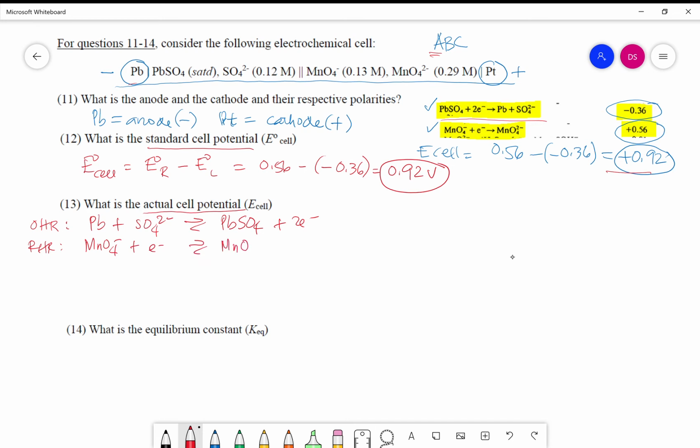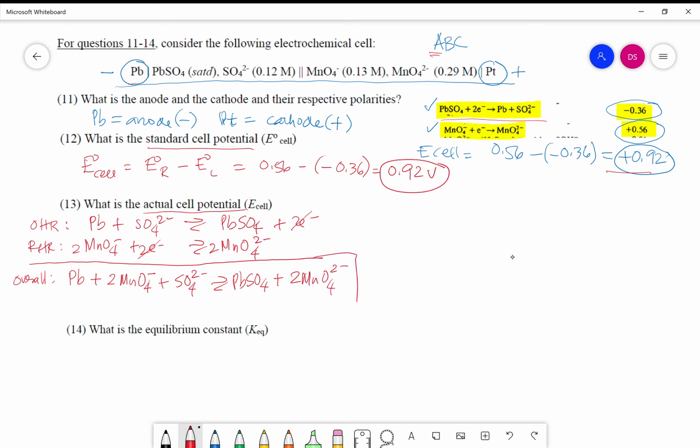And the reduction half reaction would be the reduction of MnO4 minus plus e yields MnO4 2 minus. Now to get the overall reaction, we need to balance the electrons, so you can cancel them. We have to multiply everything by 2 here, so the e cancels. And so the overall cell reaction would be Pb plus 2 MnO4 minus plus SO4 2 minus yields PbSO4 plus 2 MnO4 2 minus. So this is the overall balanced equation.